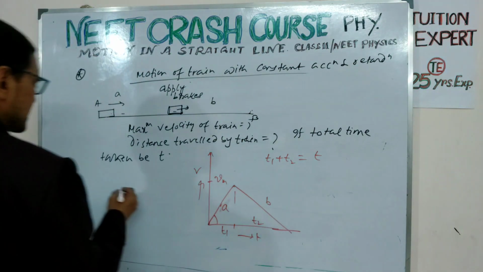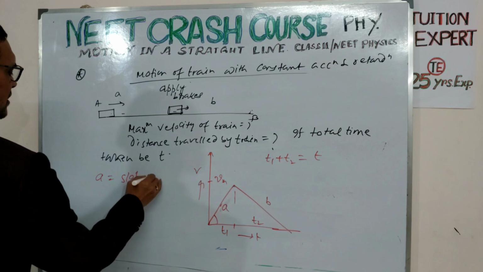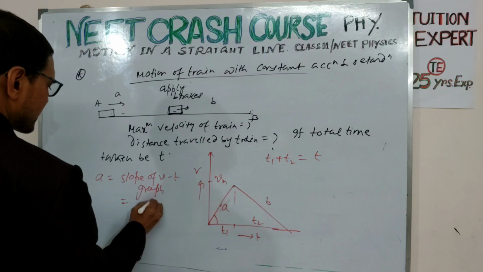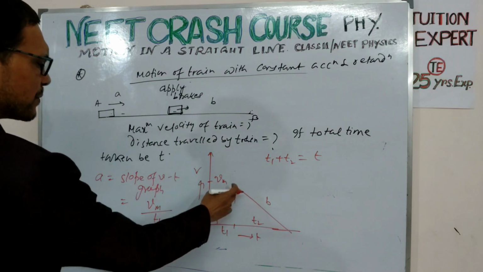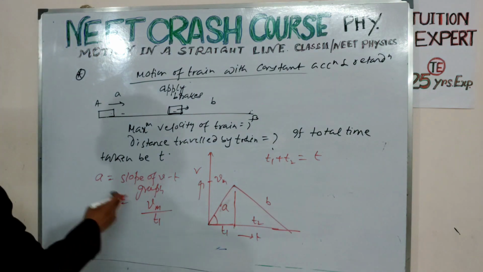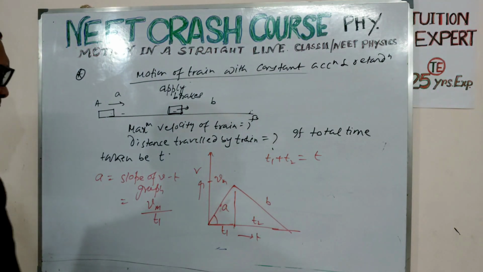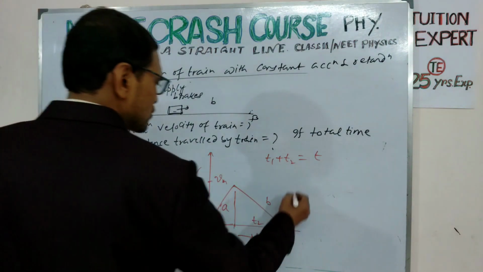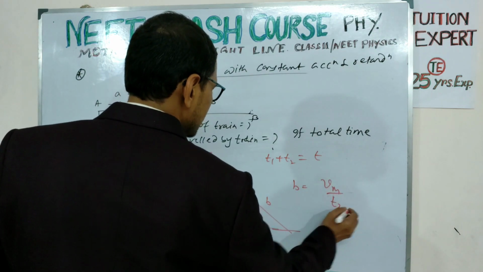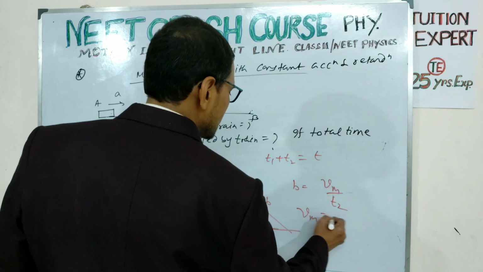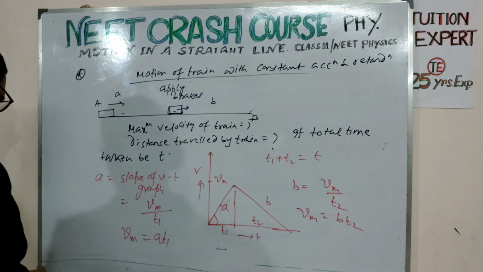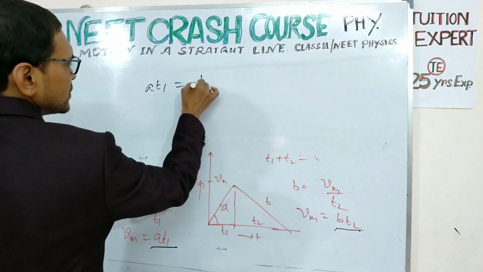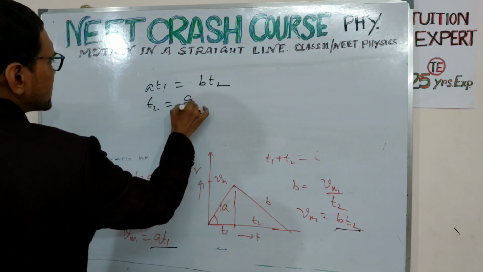Now what is the acceleration? A equal to, we know, slope of VT graph. So this becomes Vm by t1, because this is Vm, this is t1. So slope equal to perpendicular by base. So Vm equal to A t1. Again slope of this line is B. So B equal to perpendicular by base. Here time taken is t2. So Vm equal to B t2. Now this and this become same, A t1 equal to B t2. That is t2 equal to A by B t1.